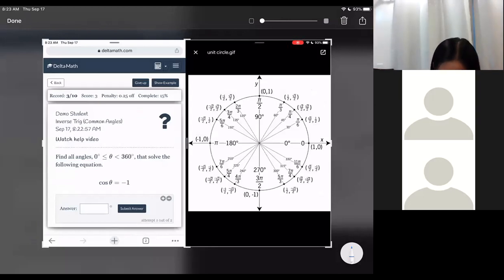We are on cosine of theta is -1. Let me just remind you that cosine is our x value, sine is our y value. I'll wait till we catch up. Okay, so cosine is our x value and sine is our y value. If they tell us cosine of theta is -1, then this is our x value. So we are looking for the x value on this unit circle where the x value is -1.